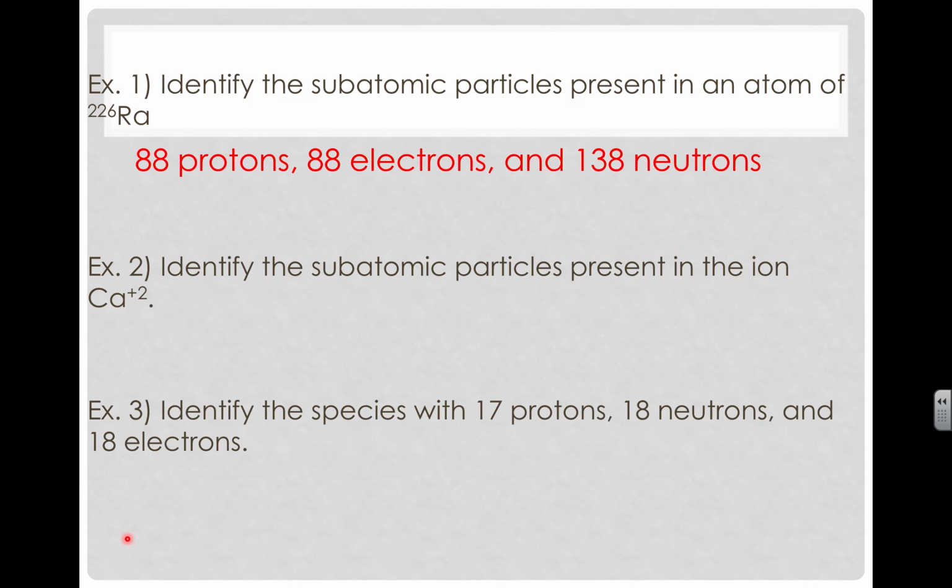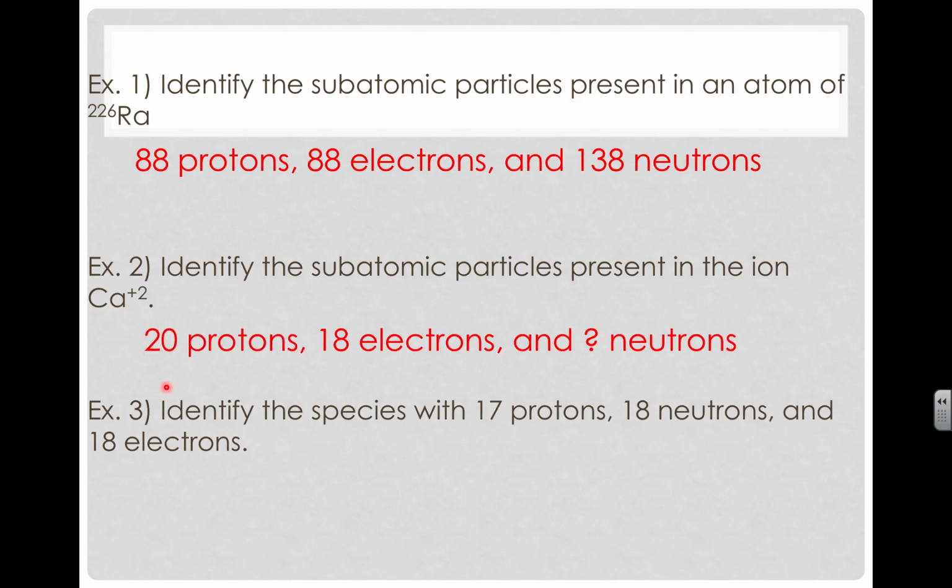Now, identify the subatomic particles present in the ion calcium 2+. Well, on the periodic table, it has 20 protons, but it has 2 fewer electrons than it's supposed to. That's because of a 2 positive charge. It's lost 2 negative charges, so it's lost 2 electrons. So it's 18 electrons, and we cannot tell the number of neutrons from this. So I would not write that. I would put a question mark for neutrons, but we cannot find that out yet.